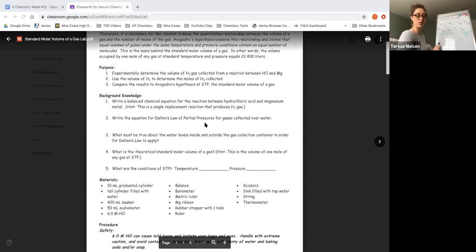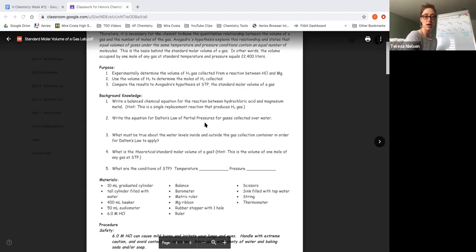What must be true about the water levels inside and outside the collection container in order for Dalton's law to apply? They must be the same. I would prefer that you write these in complete sentences though, or at least label it as Dalton's law of partial pressures or something. Don't just write "same." The water levels are the same inside and out. I just don't have a lot of space on my whiteboard. But either you should write the question and the answer, or write the answer in a complete sentence so I could tell what the question was.